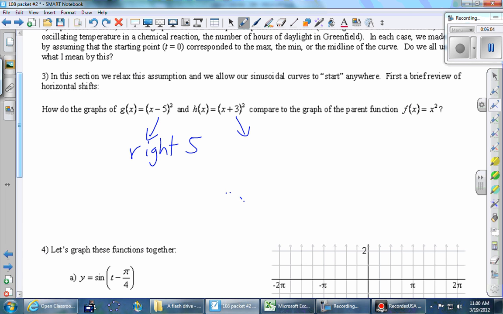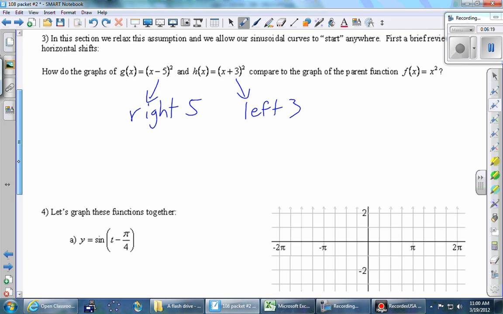And that plus 3, can we point? What does x plus 3 do? That's going to shift left 3. Okay, so that's what it looks like for a very familiar graph, the x squared graph. Now let's see what it looks like for a new graph for us, the sine graph.